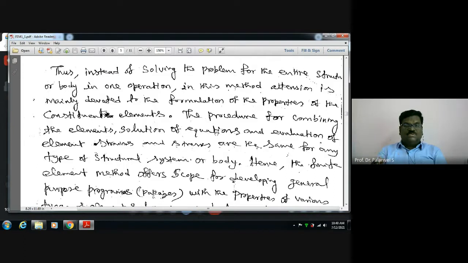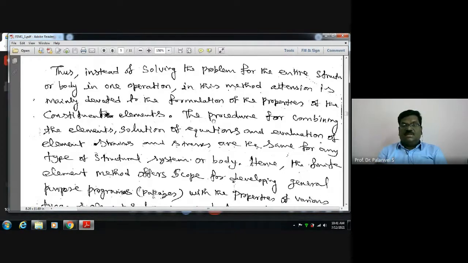Suppose in a cantilever, the deflection del equals PL cube by 3EI. Therefore, P by del is equal to 3EI by L cube. How do you get the stiffness there? What is required there? The geometry and the material properties, including Young's modulus value. So material properties and geometrical properties are required to develop this stiffness. In this method, attention is mainly devoted to the formulation of properties of the constituent elements.